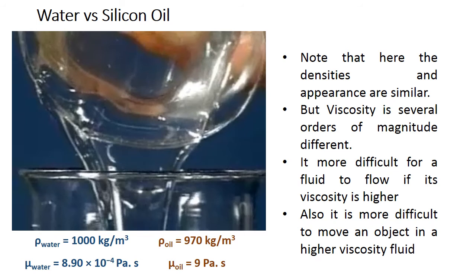So this is another reason. If you take an object moving through honey and an object moving through water, it is entirely different. It is due to the higher viscosity of honey.